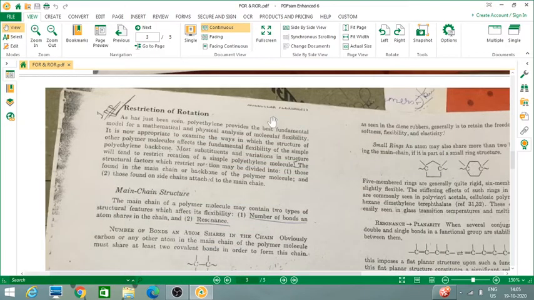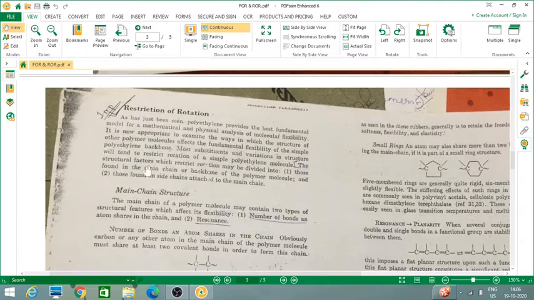So class, let us see restriction of rotation. As has just been seen, polyethylene provides the best fundamental model for a mathematical and physical analysis of molecular flexibility. It is now appropriate to examine the ways in which the structure of other polymer molecules affects the fundamental flexibility of the simple polyethylene backbone. Most substituents and variations in structure will tend to restrict rotation of a simple polyethylene molecule.